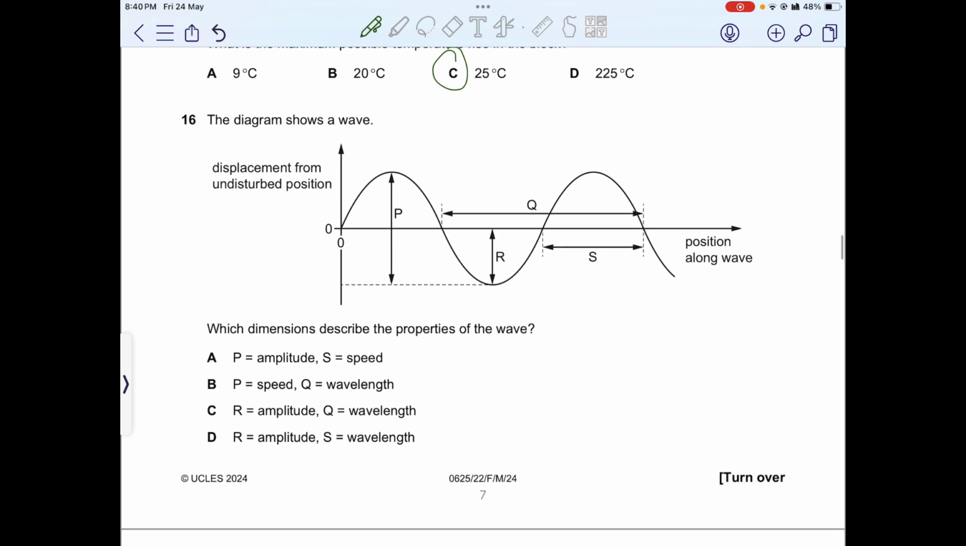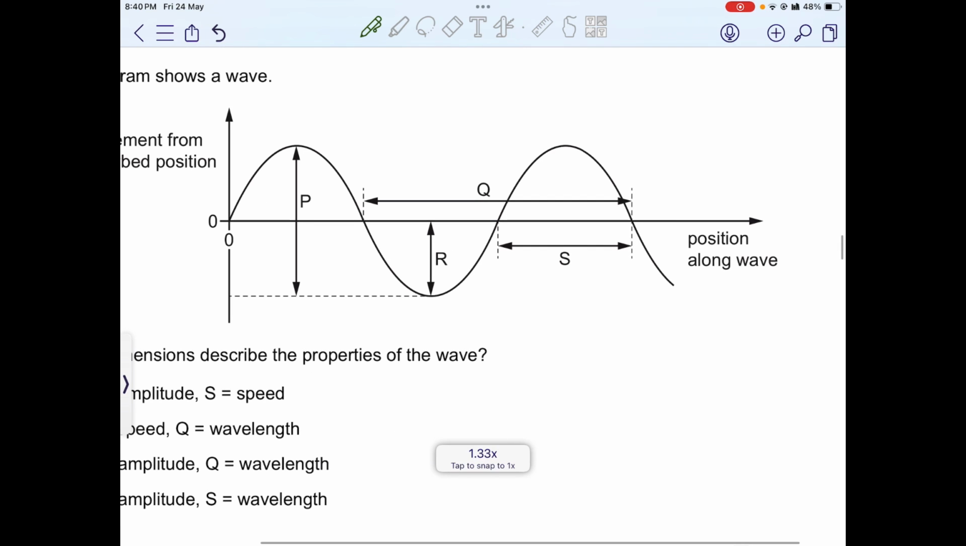The diagram shows a wave. So we know that for this wave, P does not represent anything significant because it's just going from the top to the bottom, and this would be, I think, 2 times the amplitude. Q is representing the wavelength because it goes from one point on the wave to the same point, so this is our lambda, which is wavelength. R is representing amplitude because it goes from the undisturbed position to the maximum or the minimum displacement, so this is your amplitude. And S is not representing anything significant.